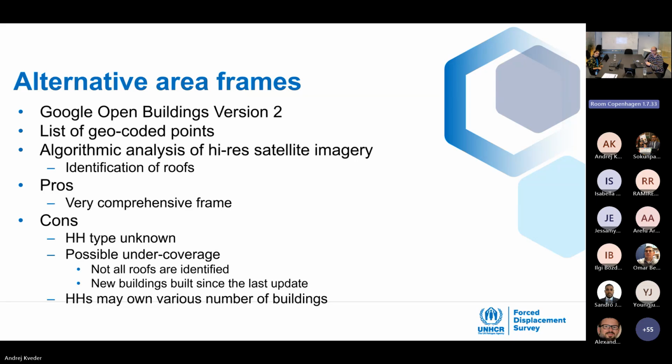So our major innovation, I think, is that we started using area-based frames. In particular, we are using the Google-based Open Buildings database. For those that are not familiar, this is a database obtained by analyzing high-resolution satellite imagery and identifying buildings on those images. The data points are the roofs of the buildings with particular latitude and longitude, and we use those as sampling points for our samples.